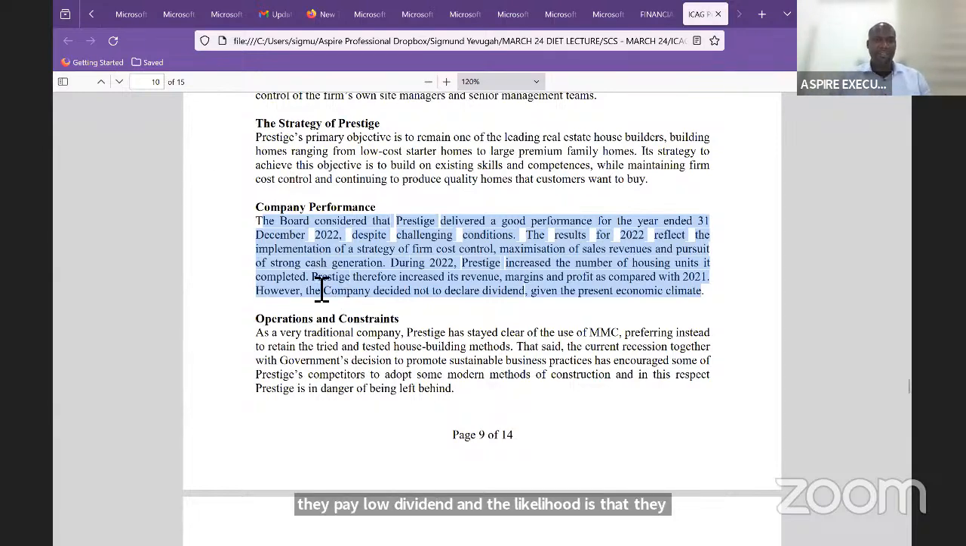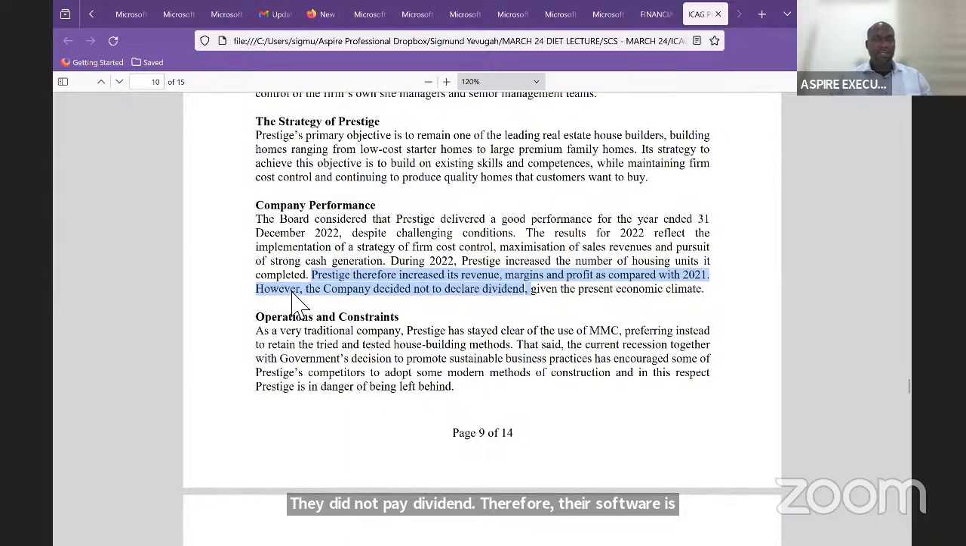If you look at the information they told you here, Prestige therefore increased its revenue, margin, and profit as compared with 2001. However, the company decided not to declare dividend, given the present economic situation. So even though the company was profitable and margins were good, they did not pay dividend. Therefore, their surpluses will increase, and definitely with time, they could use them to finance their capital. Is that clear?